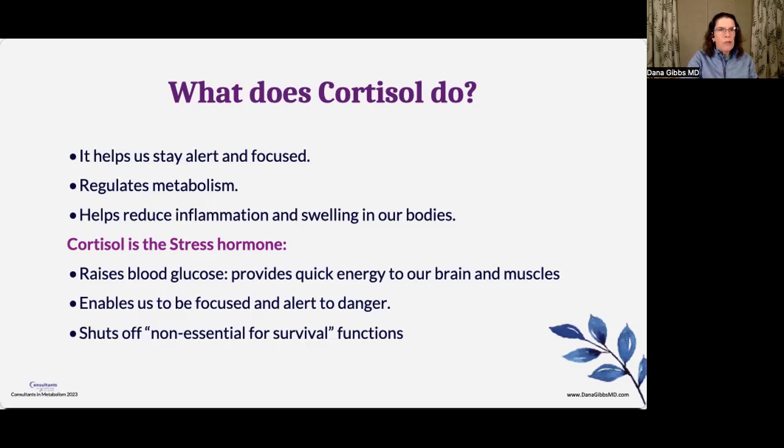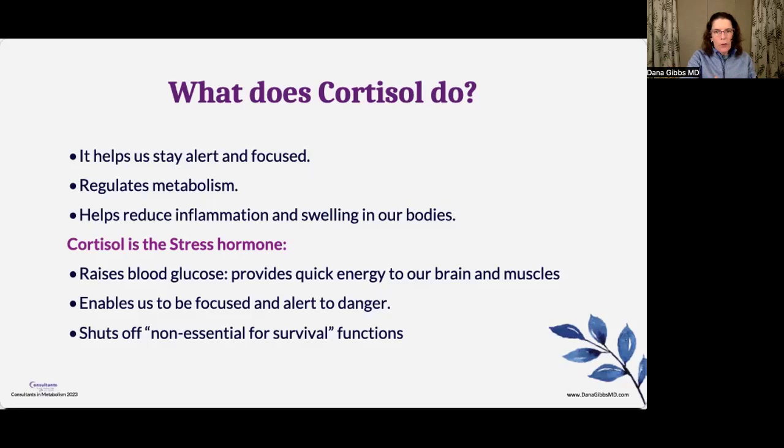And it triggers insulin resistance to prevent the non-essential functions in our body from sucking up the high sugar, so that it can be available for our active muscles so that we can run away from the danger.